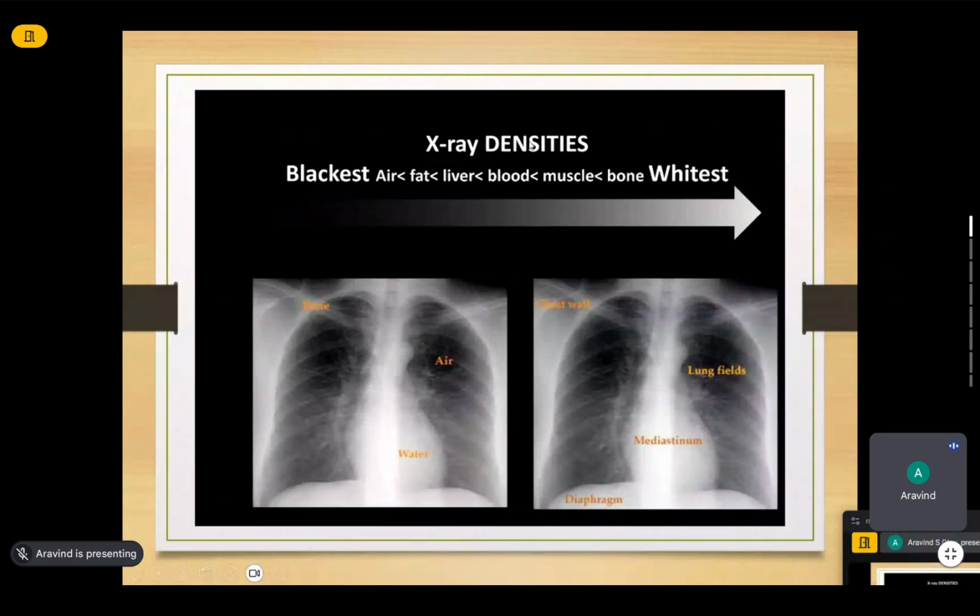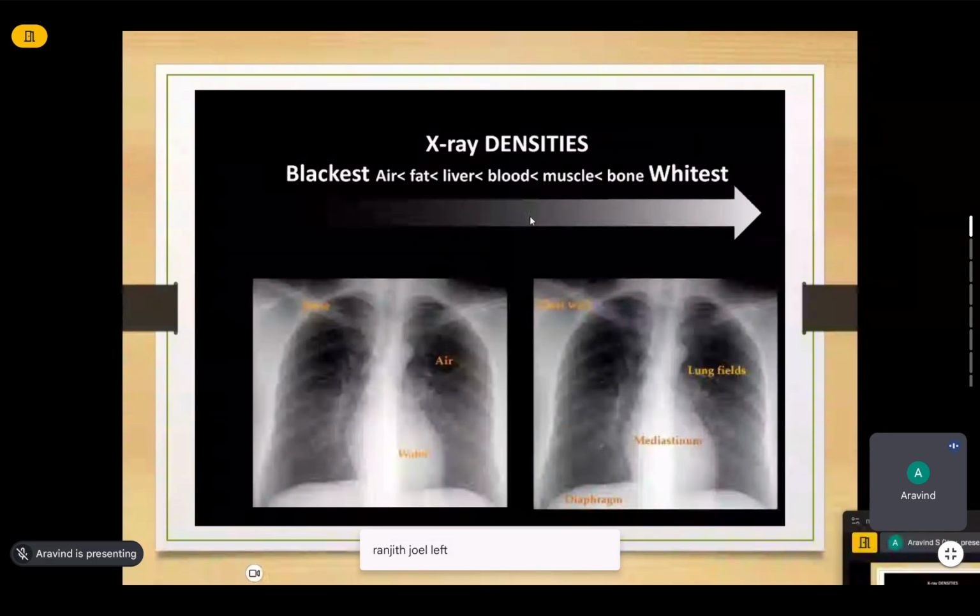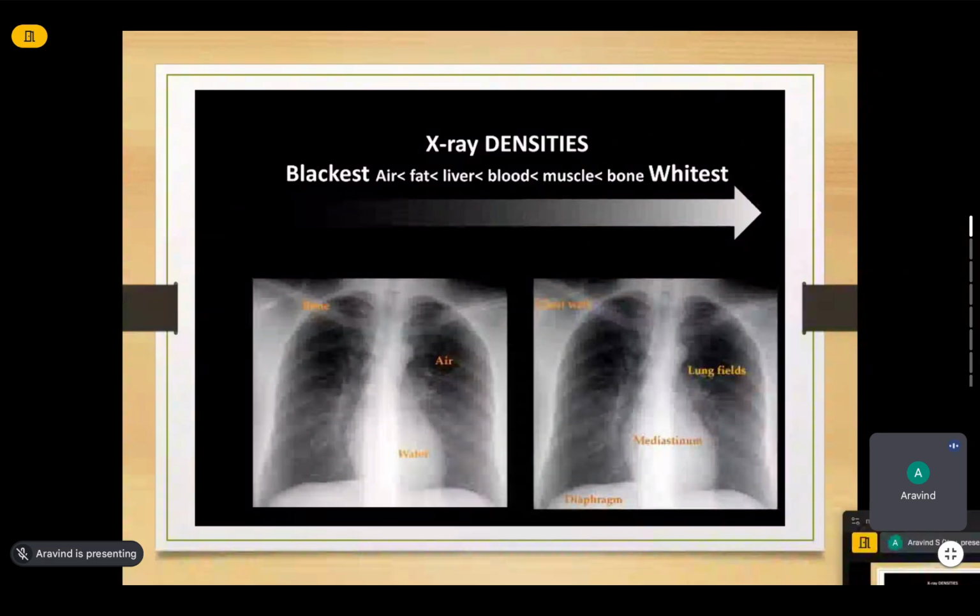So you can see this arrow, it indicates the density of various structures. Air has the lowest density because it doesn't absorb the X-rays, whereas bone has a good absorption capability of X-ray, so it appears very white, it has more density. Whereas organs or blood or muscle appear grayish, they moderately absorb. So you can see in the film, the lung fields are black because they contain air. And water, blood, or any fluid absorb moderately. And the bones are highly dense.